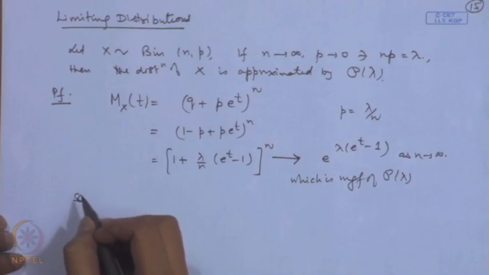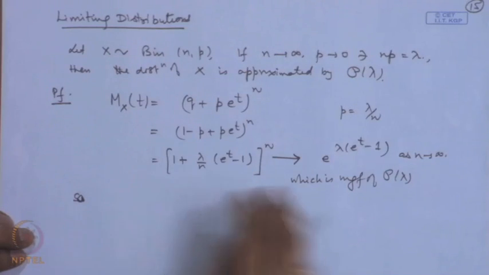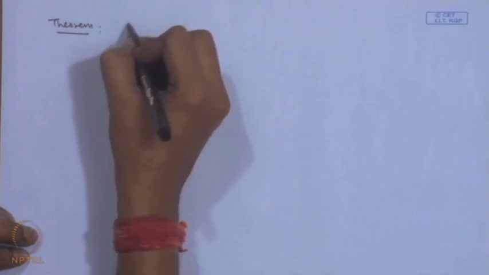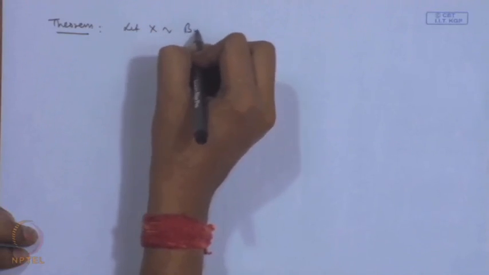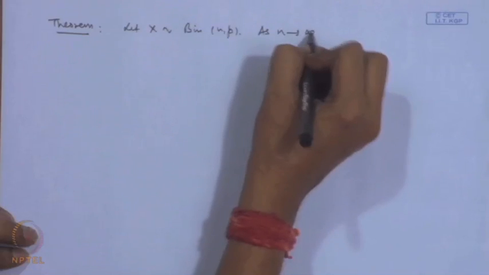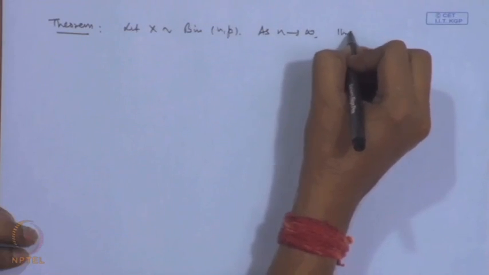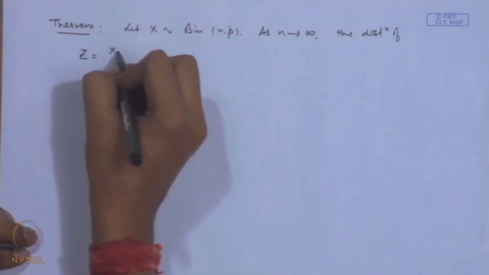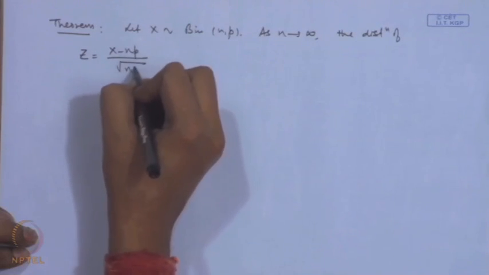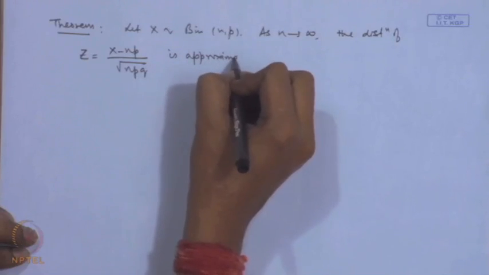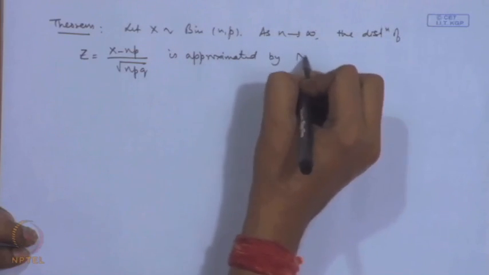I will end this with two important central limit theorems. One is: let x follow binomial n p. As n tends to infinity, the distribution of z, that is equal to (x minus n p) by root n p q, is approximated by normal 0 1.